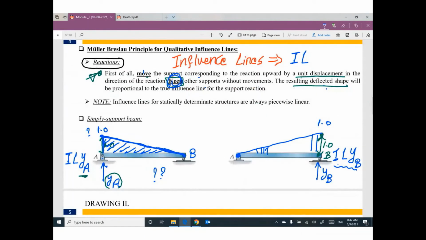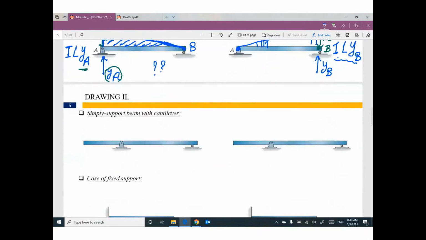We need to understand what is the concept. We need to learn how to solve. How to solve, 3 words: move, keep, the resulting deflected shape. That's it. Let's do it one more time.